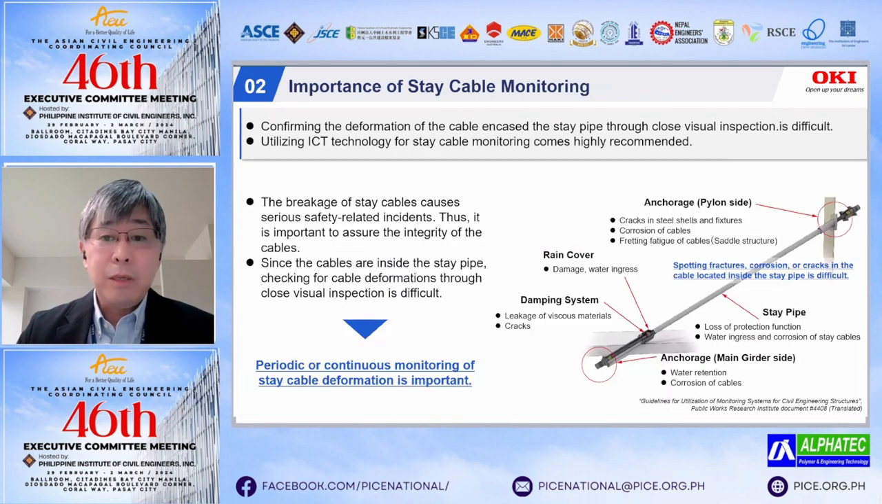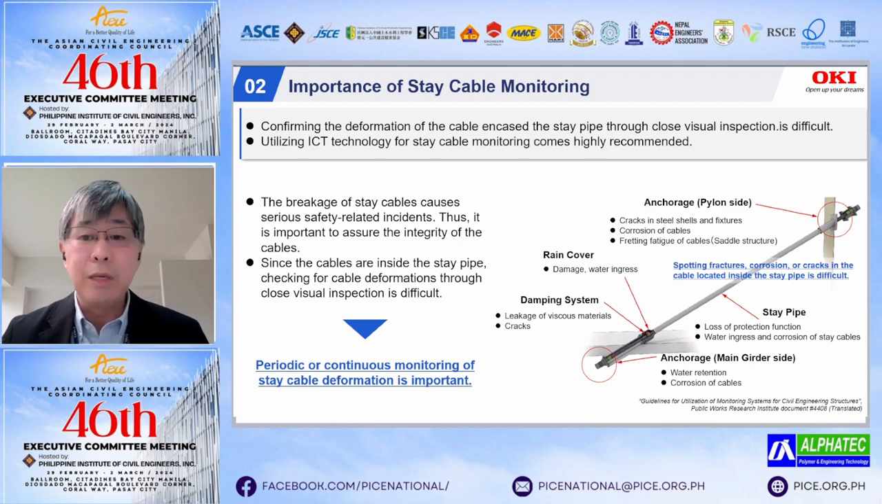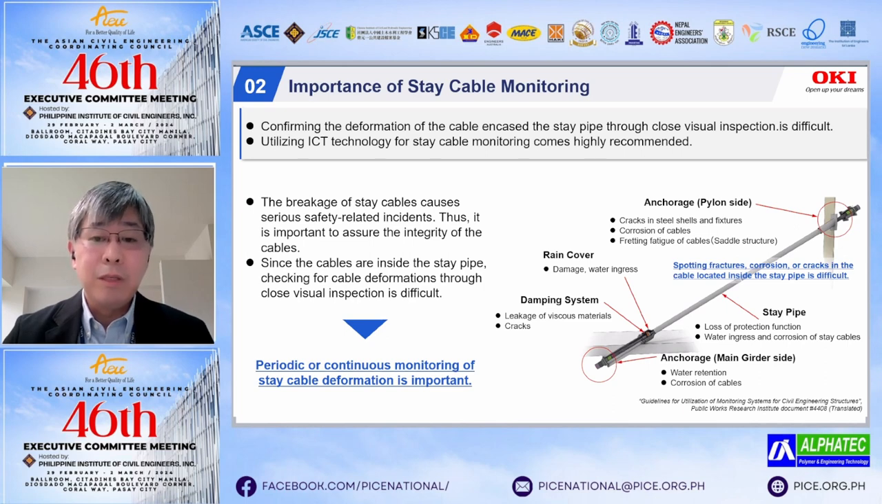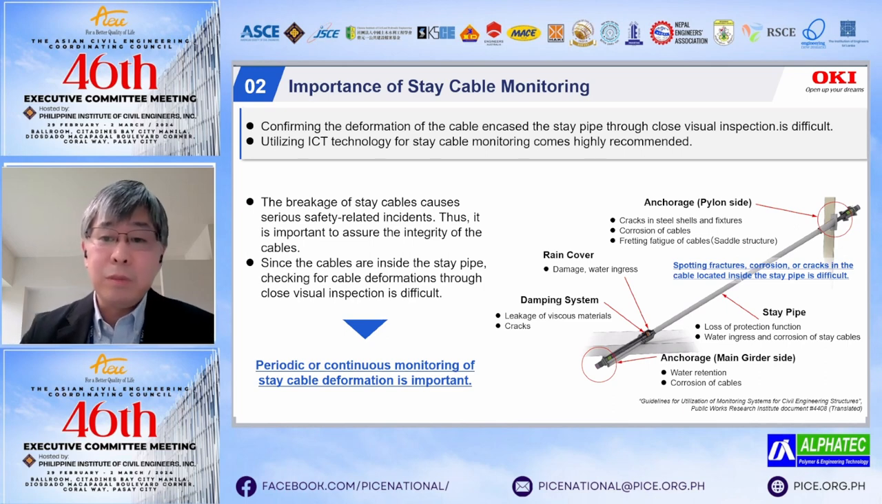There have been some cases of serious safety-related events caused by stay cable breakage. So it is important to confirm the integrity of the stay cable. On the other hand, stay cables themselves are located inside the stay pipe, and it is difficult to check cable corrosion or other deformation by close visual inspection. Therefore, it is important to monitor the deformation of the stay cable inside the stay pipe using ICT technology on a periodic or continuous basis.